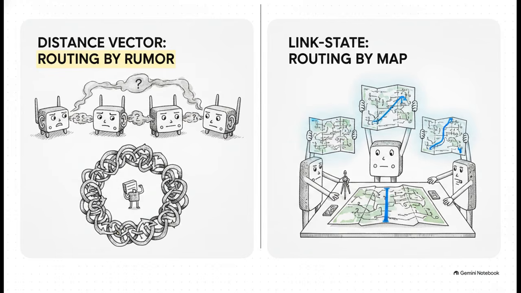Then you have link state protocols, which take a totally different approach. Instead of rumors, they flood information about their links to everyone on the network. This allows every single router to independently build an identical, incredibly detailed map of the entire network. Because everyone has the full picture, it's unbelievably fast and completely loop-free.